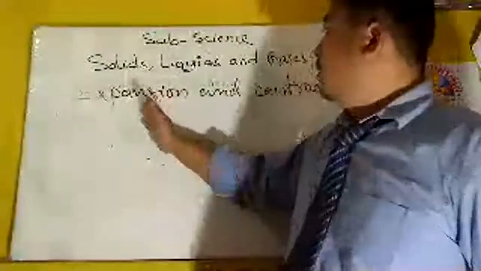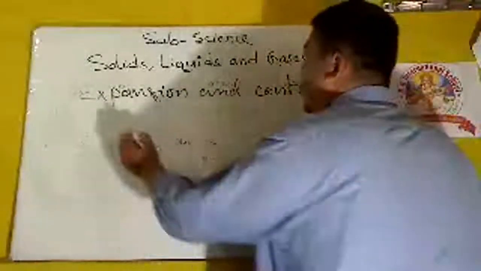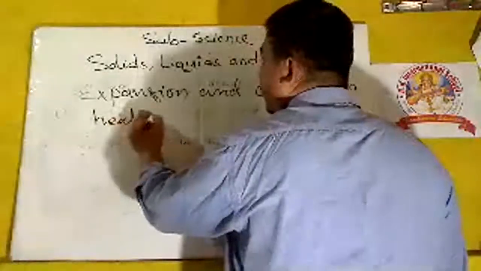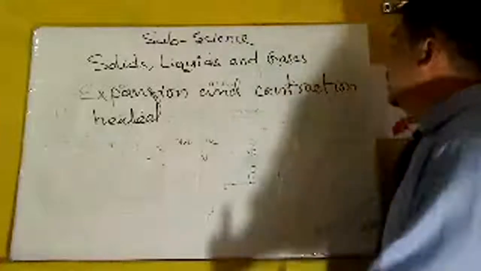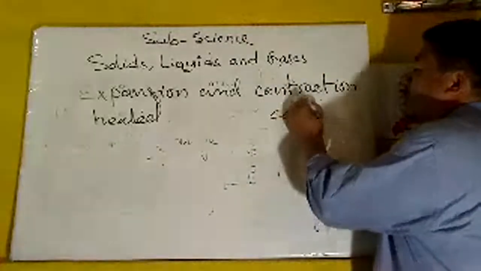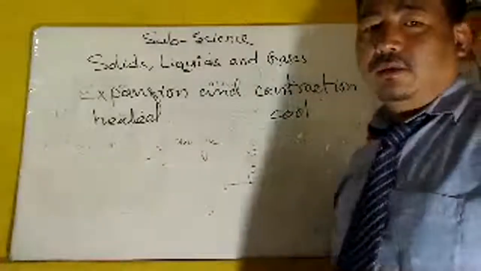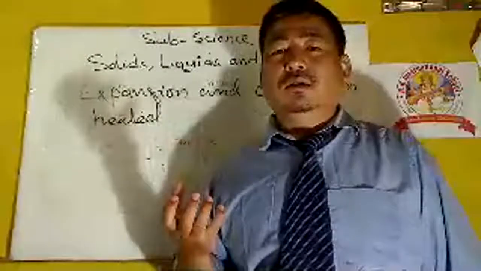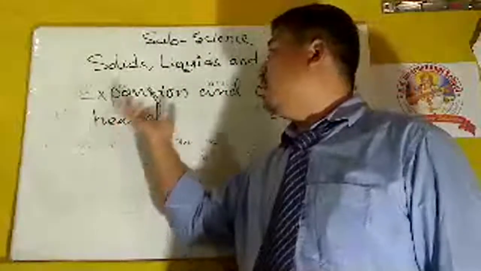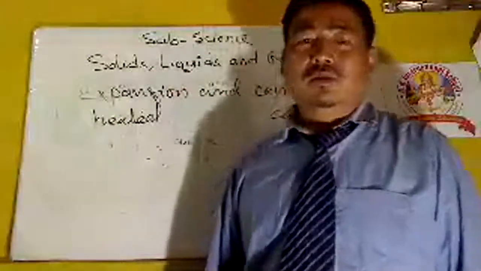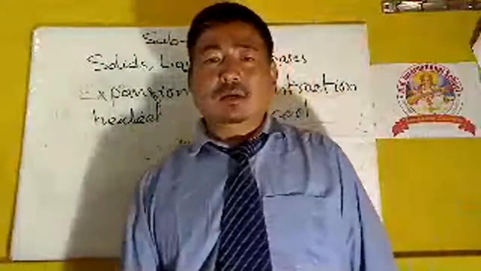So here what we have to understand is that when any object is heated, then that object expands, and when any object is cooled, then that will contract, that will change into a smaller form. To know whether any object expands or not, we have to follow one activity that is given here.